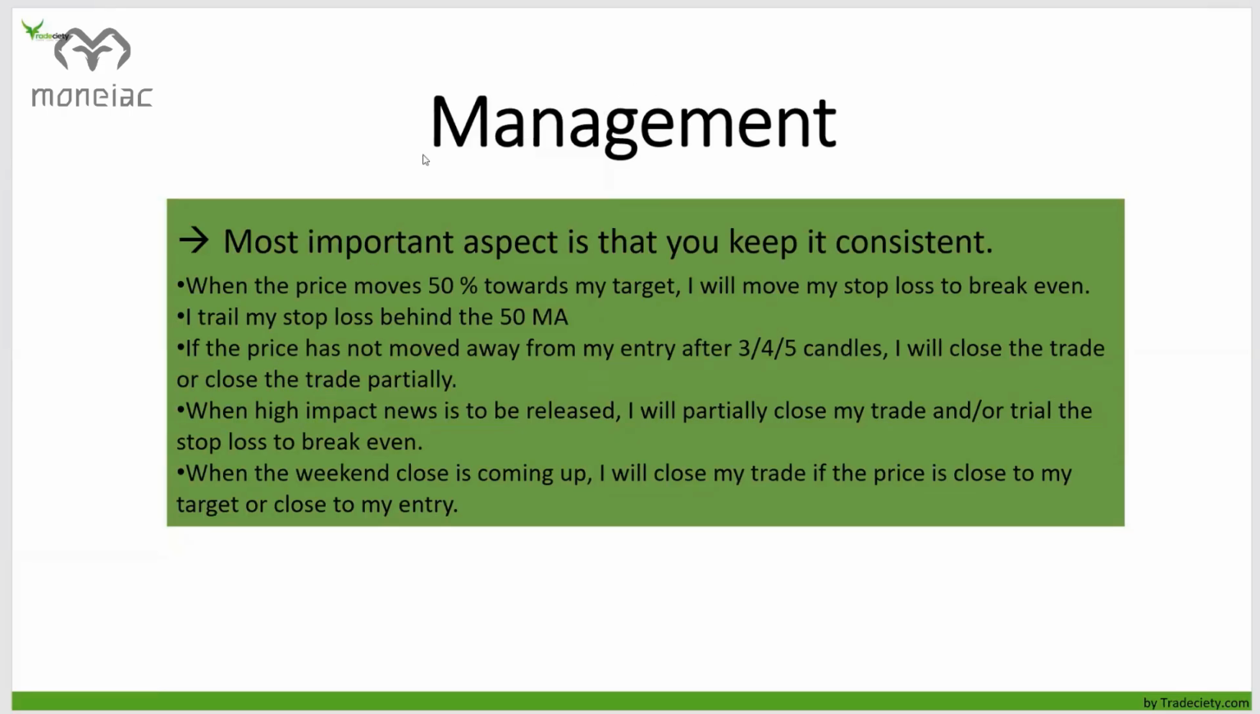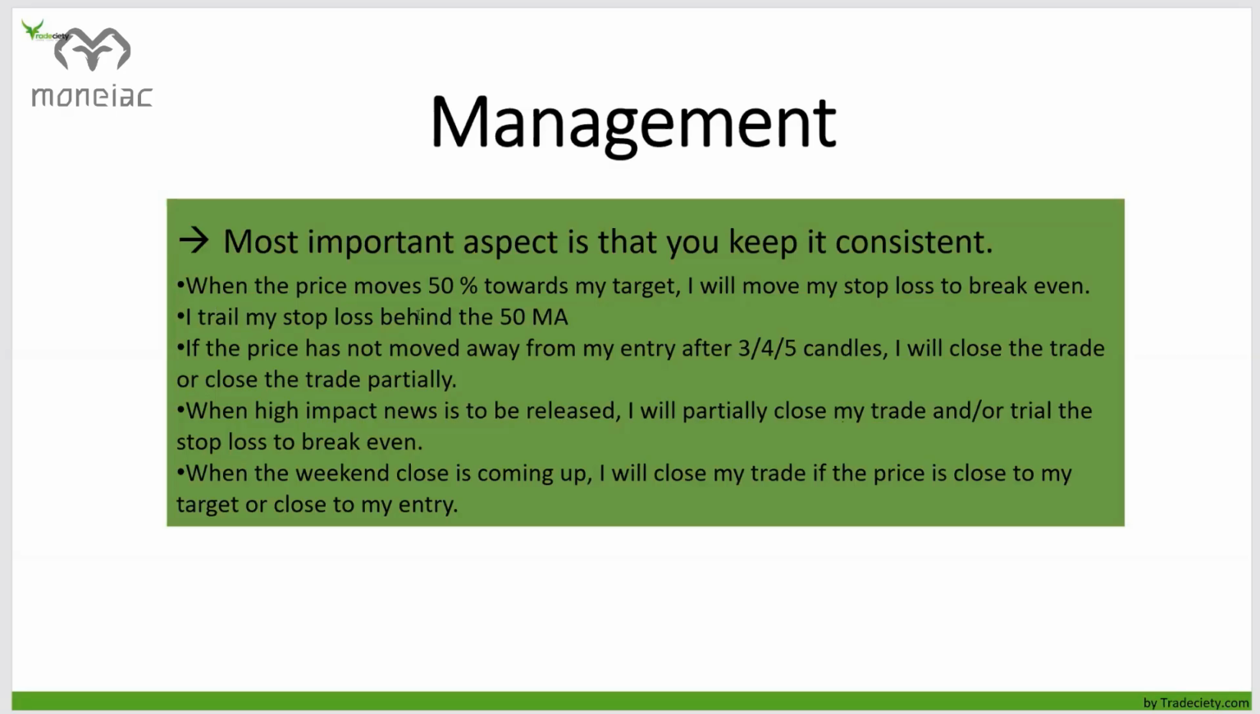And when it comes to trade management, here are my 5 rules. They can obviously be changed a little bit, make it fit to your own needs. But when the price moves 50% towards my target, I will move my stop loss to break even or close to break even. So let's assume we have a trade with a 2-to-1 reward to risk ratio. And when the price has moved in our favor, maybe it's halfway, at the 1-to-1 reward to risk ratio threshold, we can move our stop loss a little bit closer to just reduce the risk.